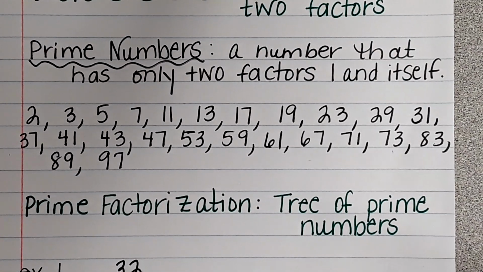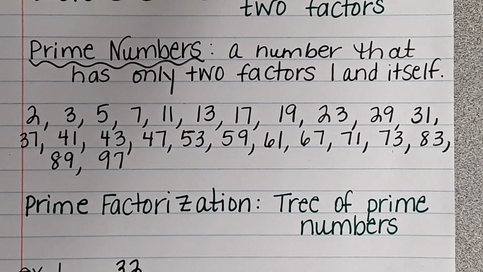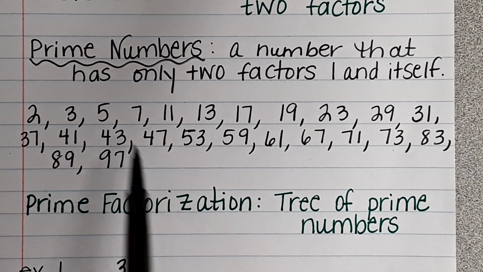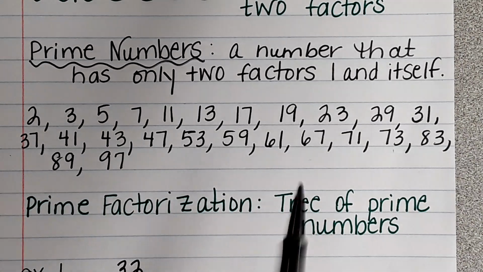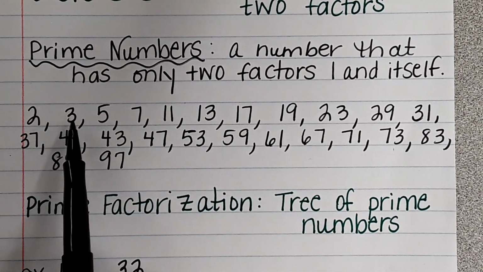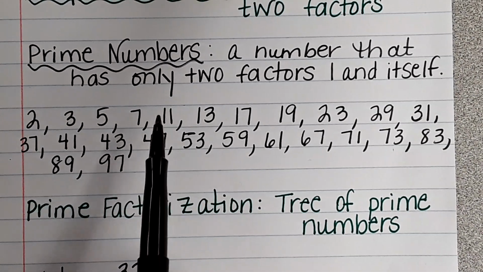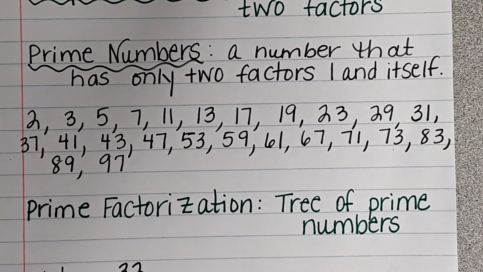So what we're going to do is a prime factorization, which is a tree of factors that we're trying to break down into a bunch of prime numbers. And we're looking for these numbers. I will tell you that we're going to see a lot of 2s, 3s, 5s, 7s, and 11s. Those are the ones that are really big and popular.